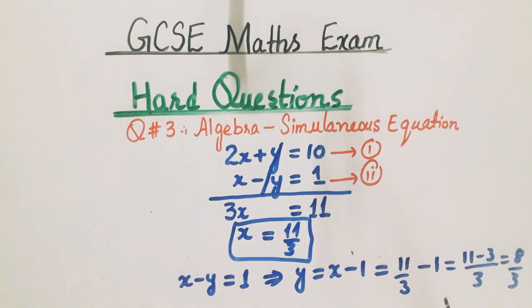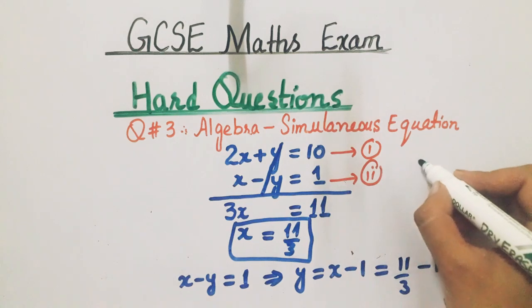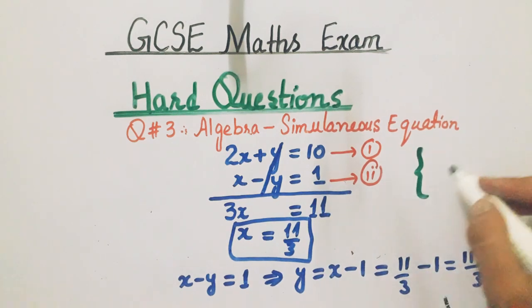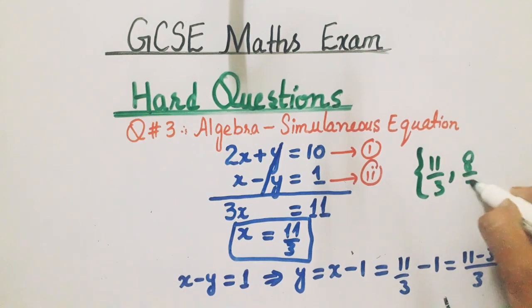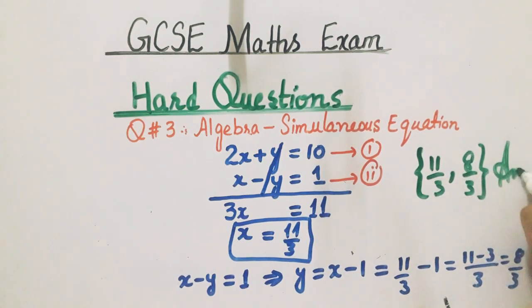So easily we have found out the value of x and y. So we have the solution as x is 11 by 3 and y is 8 by 3. So this will be the answer.